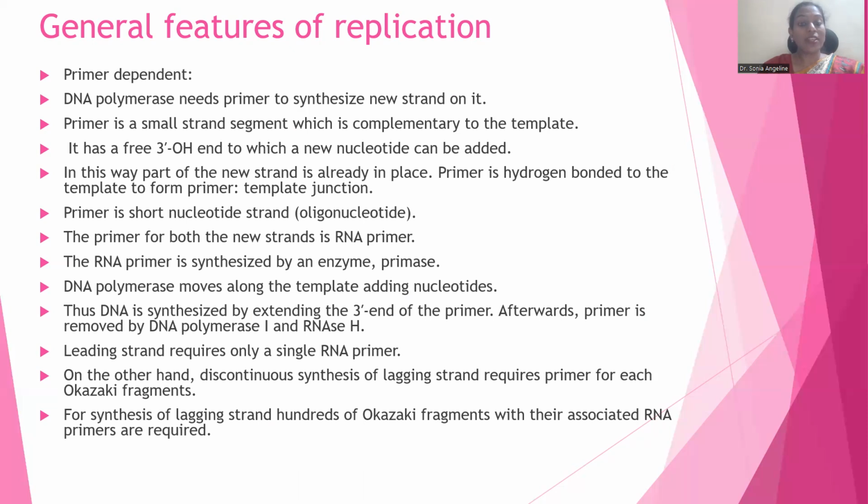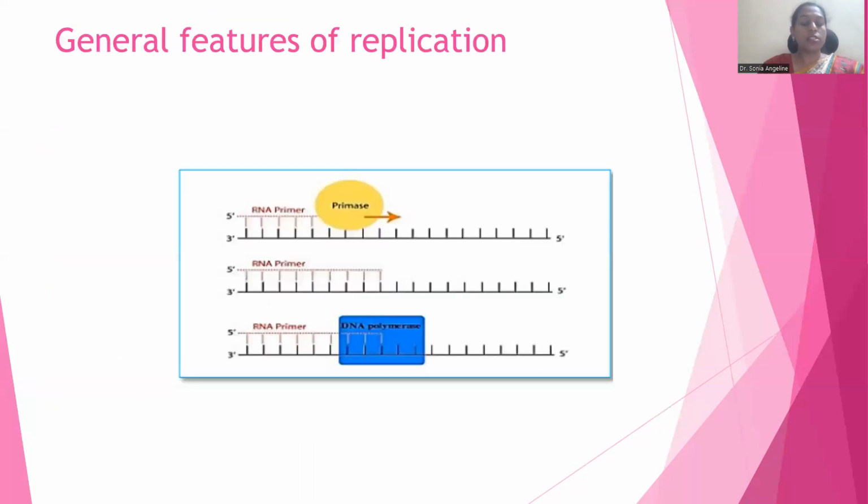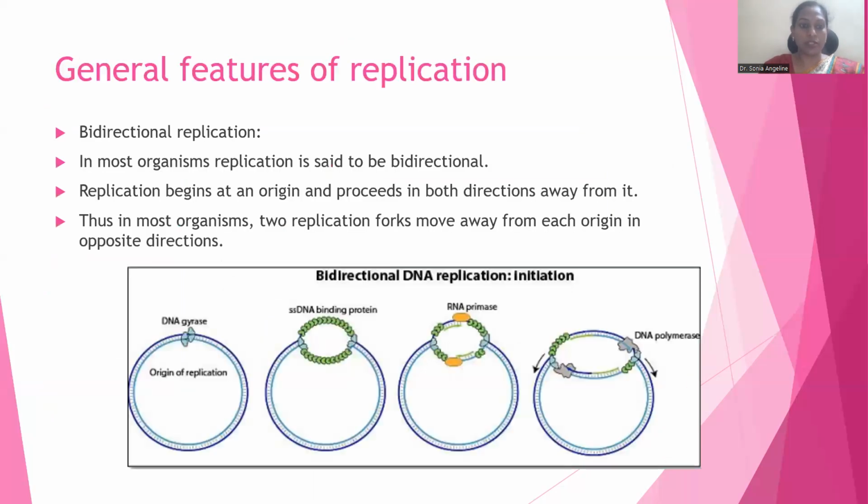The leading strand requires only a single primer, whereas the discontinuous synthesis of the lagging strand requires a primer for each Okazaki fragment. For synthesis of the lagging strand, hundreds of Okazaki fragments with associated RNA primers are required. This picture depicts how the RNA primer is attaching to the template strand and how the primase enzyme is attaching the primer to the template. The DNA polymerase keeps adding nucleotides to the RNA primer, which extends and starts the replication process.